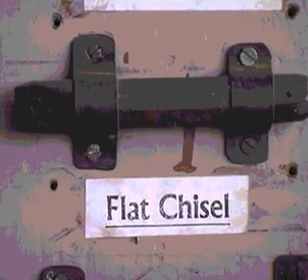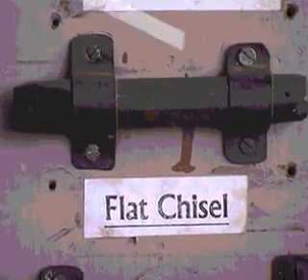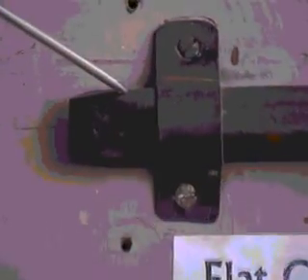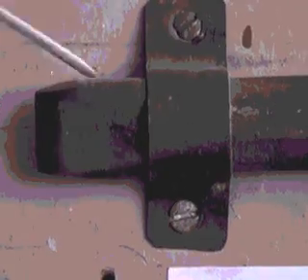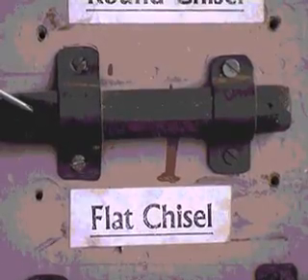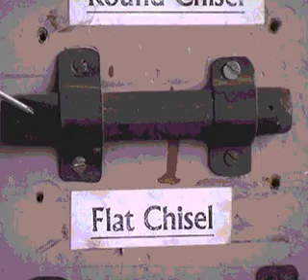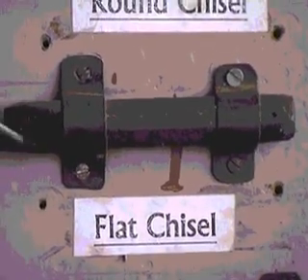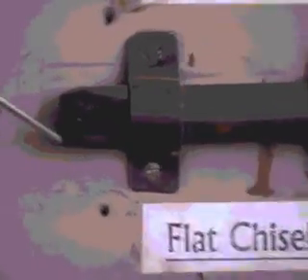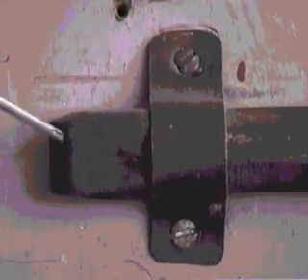Material is again the same, high carbon steel, hardened and tempered. Size of flat chisel is 6 inches. It is used to cut small rods, sheets, etc. Cutting angle of the flat chisel is 60 degrees. And see, the angle is 60 degrees.